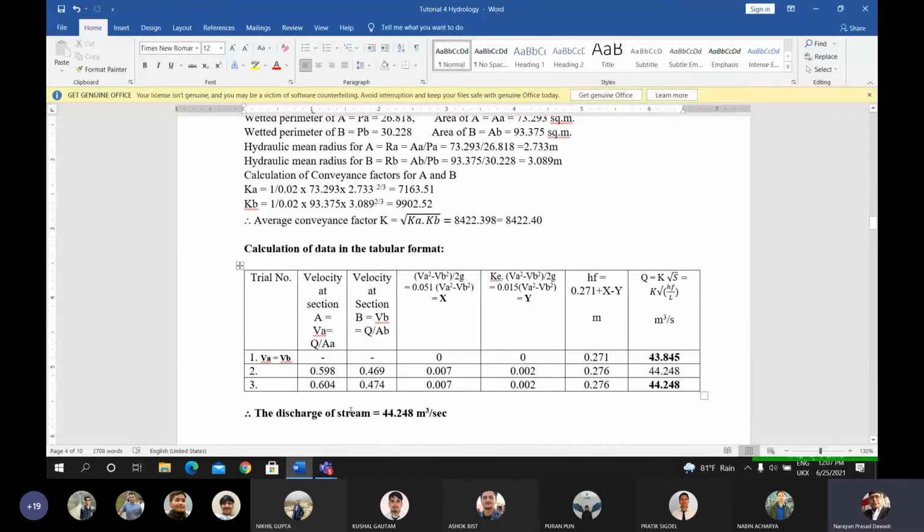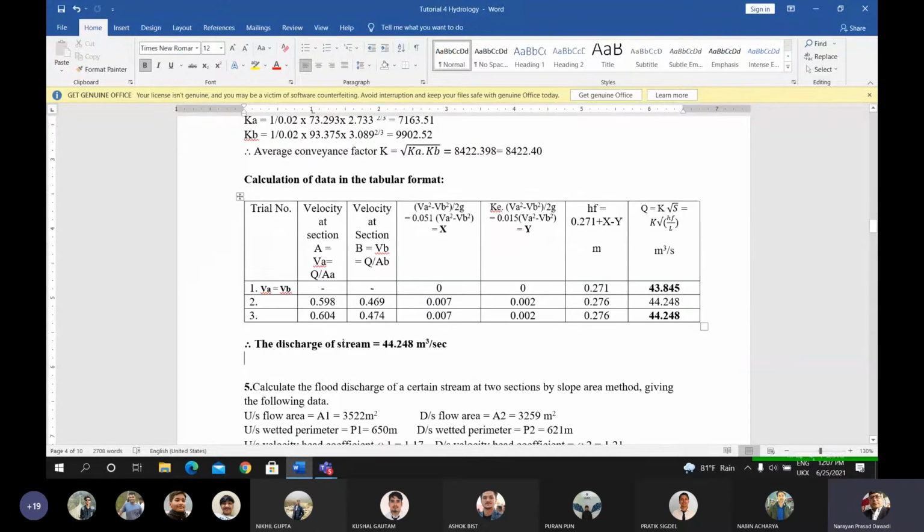For the second section, the velocity will be 0.474 meter per second. After knowing this velocity, again find the values of X and Y. You will get 0.007 and 0.002 again, and the HF will be 0.276. With this HF, you will get the discharge as 44.248 again. So for the second trial and the third trial, the discharge remains constant. This discharge is the required discharge of the flow.